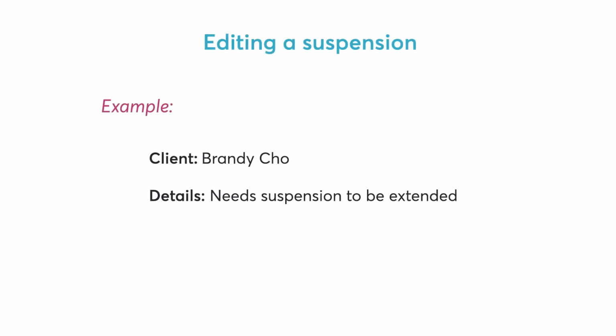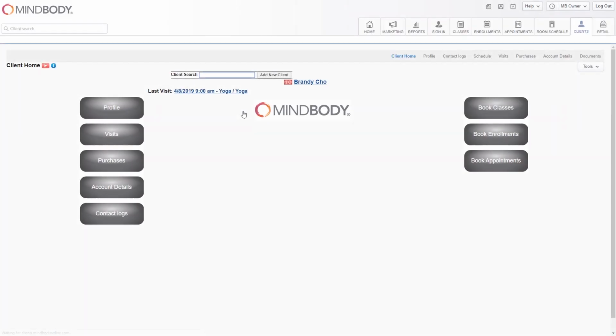We also need to extend an existing suspension for our client named Brandy. How should we do that? So in Brandy's example, since she already has a suspension scheduled, but she needs it to end at a later time, maybe she's delayed longer than she thought she'd be. Same thing that we did with Farah.